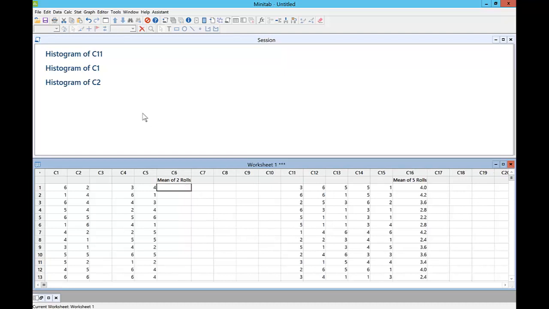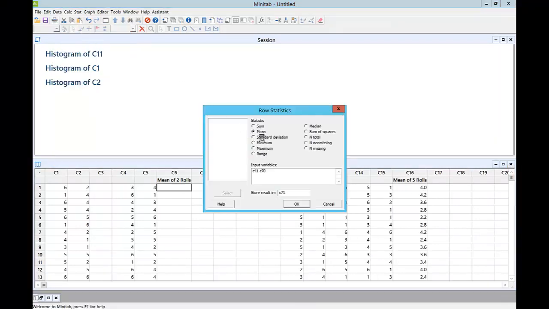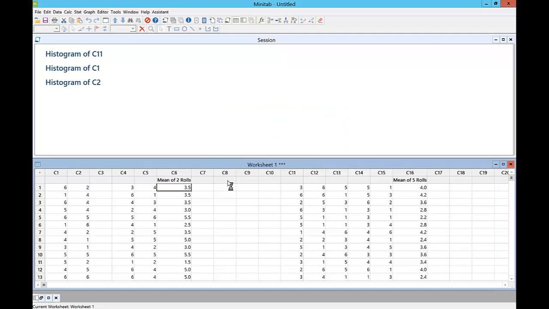And so I hope you're paying attention to how to do this stuff. We're going to go up here to Calc, and then Row Statistics, and we're going to pick the mean. And the columns that we want to put into this are going to be C4 through C5. And we want to store this in C6. You can see the remnants of the rest of the stuff in this data set. And we say OK.